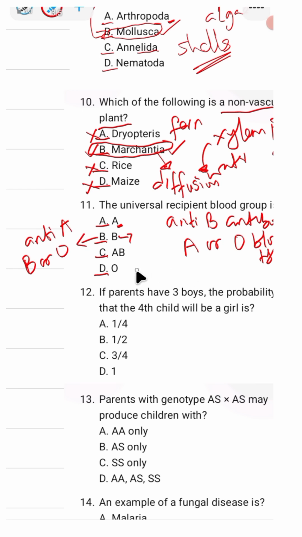Next one, we have AB. Now, AB is a very special blood group. AB is called the universal recipient blood group. This is because individuals with this particular blood have both A and B antigens on the surface of their red blood cells. So they don't have any antibodies against A or B. That means they can receive blood from any blood group, A, B, O, or AB, without triggering an immune response.